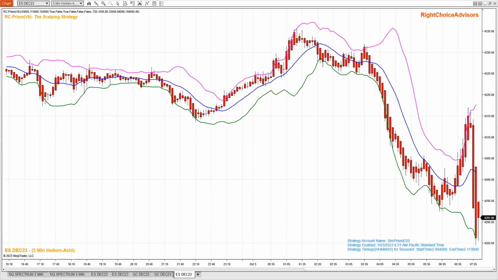Right. For ES, it is no TP and 40 stop loss, and for NQ, no TP and 80 stop loss, 80 tick stop loss, which is like 20 points. You may see order filled.